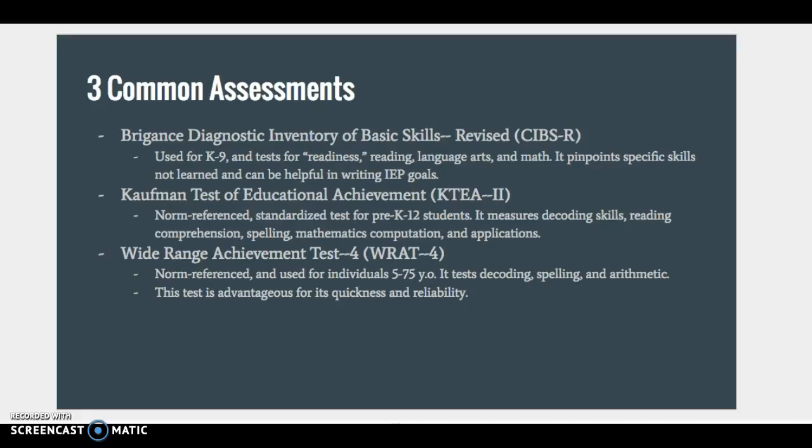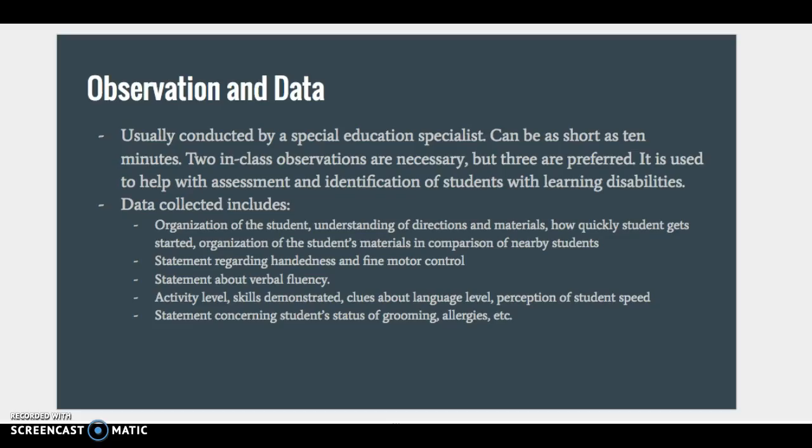A second one is the Kaufman Test of Educational Achievement, and this one is a norm-referenced standardized test for pre-K through 12 students, and it measures decoding skills, reading comprehension, spelling, mathematics, computation, and applications. And there's the Wide Range Achievement Test, and that one is norm-referenced, used for individuals 5 to 75, and it has a wide range of testing in decoding, spelling, and arithmetic, and this one is advantageous for its quickness and reliability.